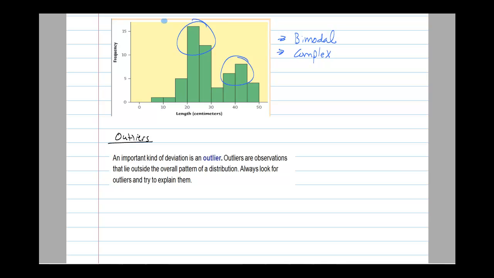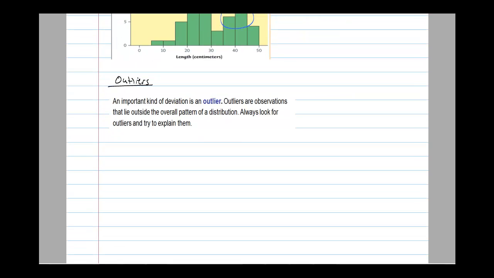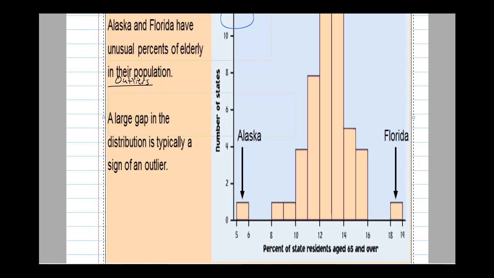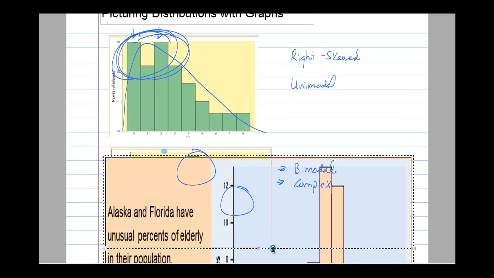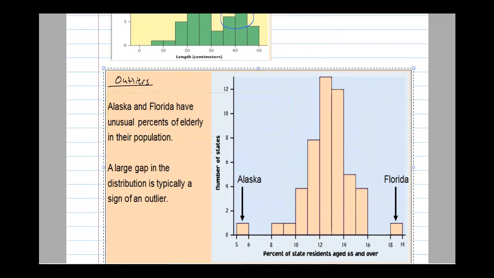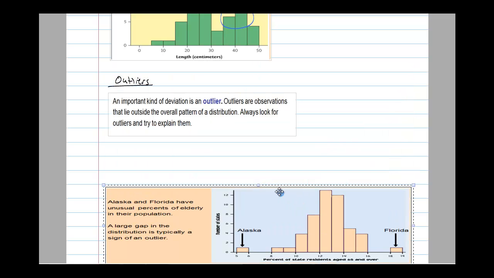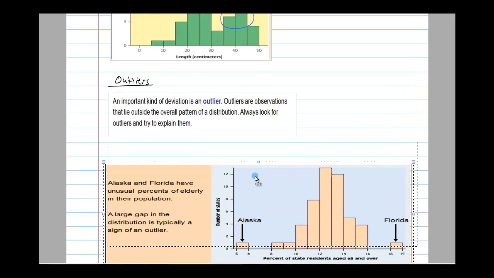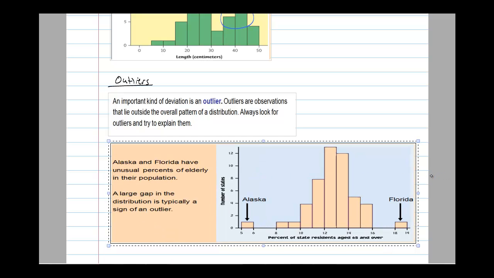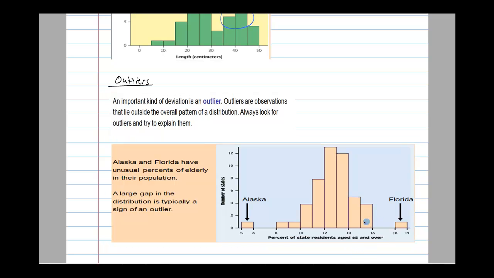So let's go ahead and look at a graph that has some outliers. Whoa, it's an outlier because it's such a huge graph to start with. Let's see if we can get it shrunk down here. And in this particular graph, we're looking at basically elderly in the population, so the percentage of state residents age 65 and older. So the bulk of the data looks to be here, and if we were to just look at this part of the data, I would say it looks symmetric and unimodal, if we just talked about this centerpiece.